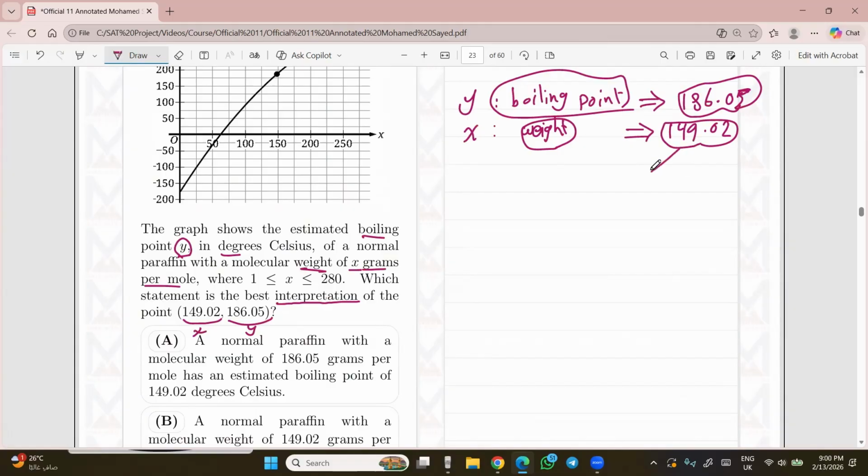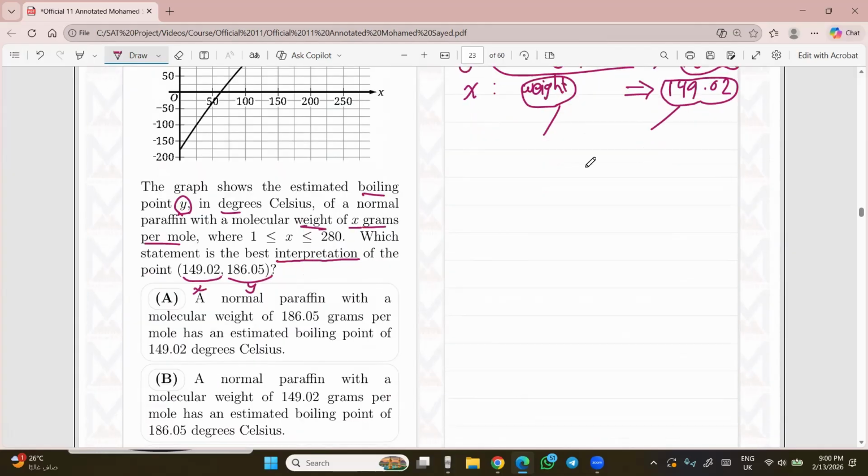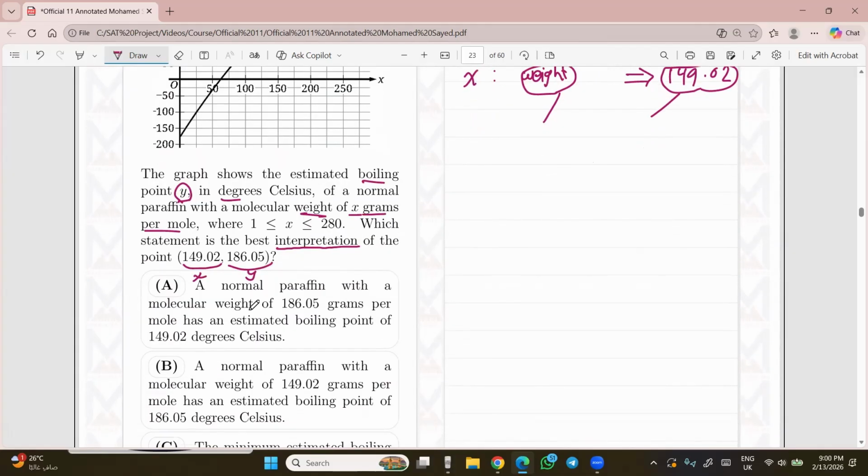Let's remember this with this. 149.02 grams per mole. Letter A says the normal paraffin with a molecular weight of this. No, this is not correct. The weight should not be this number. The weight should be 149.02. So A is incorrect.